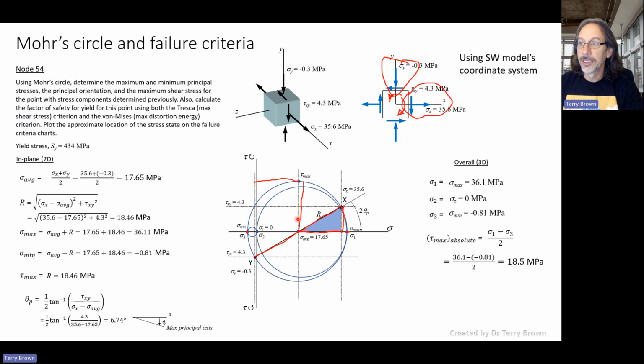Now, that's not always the case. There will be times where stress 1 or stress max and stress min, as we calculated in the 2D problem, are both positive or both negative. In that case, the maximum shear stress will be greater than the in-plane shear stress.